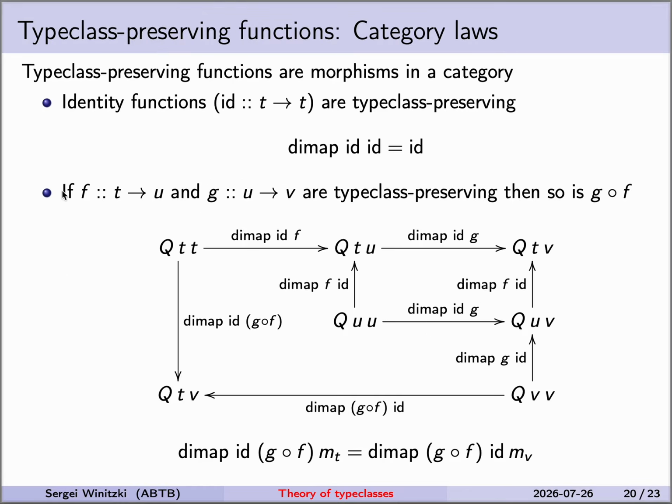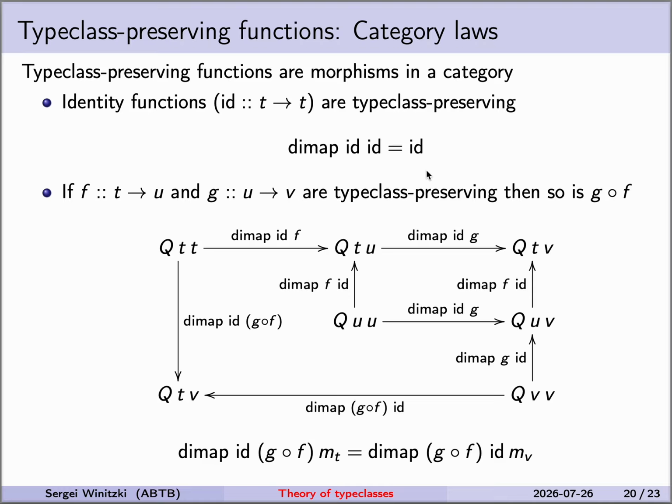And more interestingly, if t and u are two types, and you have a type class preserving function f, and also u and v are two types with a type class preserving function g, then the composition of f and g is also type class preserving. So type class preservation holds for the composition of two type class preserving functions. This is intuitively what we expect, because if one function preserves and the other function preserves, and you can apply one function after the other, you still preserve what you wanted to preserve.